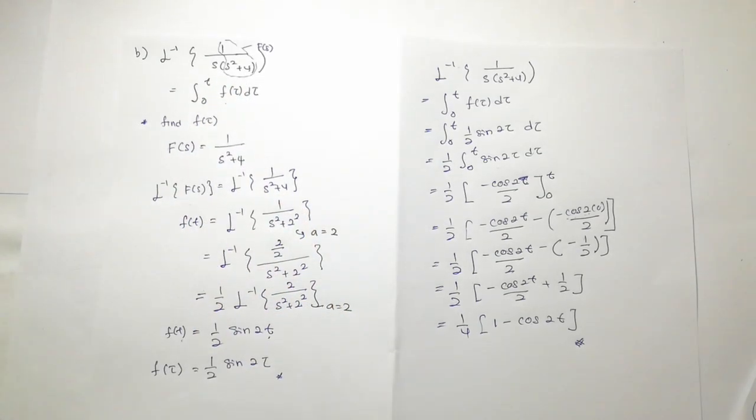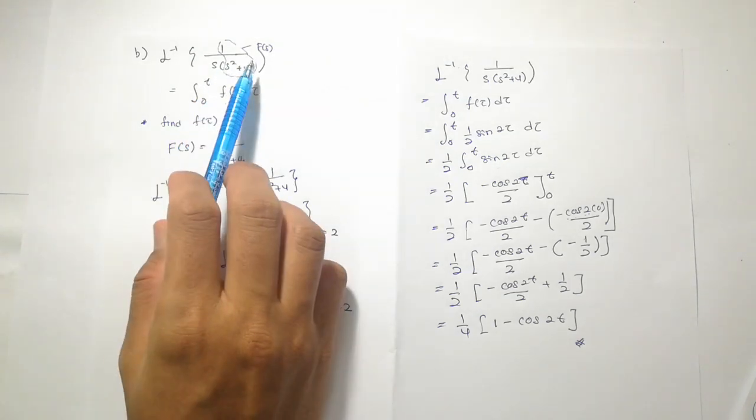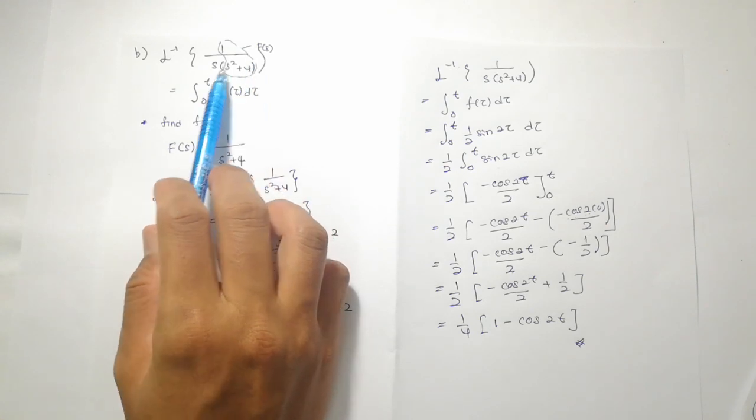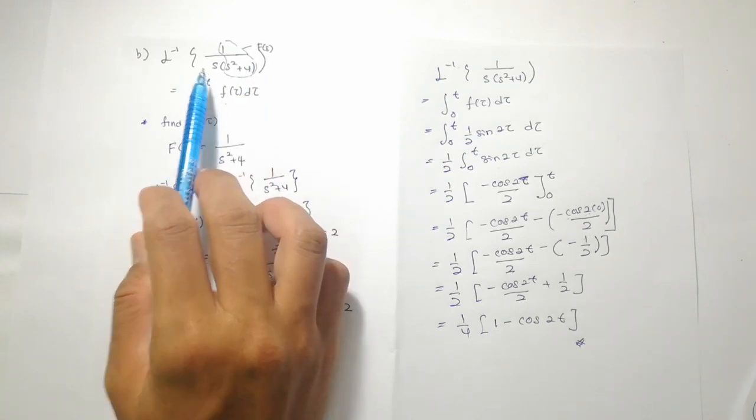Right? So hopefully you understand how to use the theorem of transform of integral to find the inverse Laplace transform for any function from the s domain into the time domain. But you need to make sure that you determine what your F(s) is, which is divided by the s value.